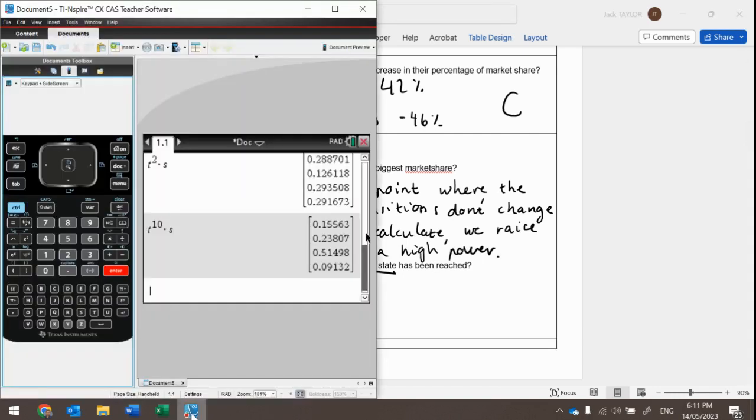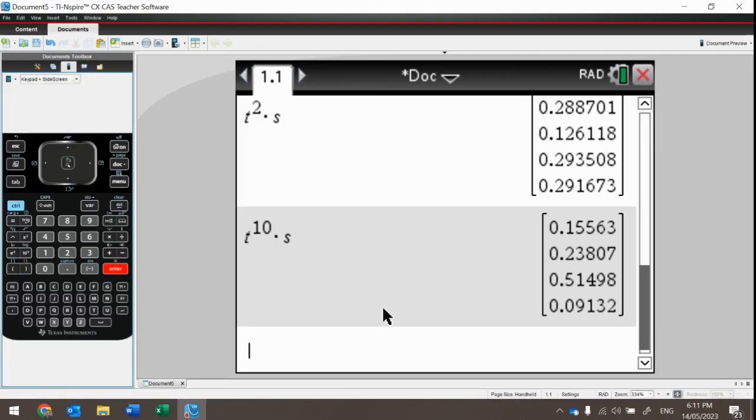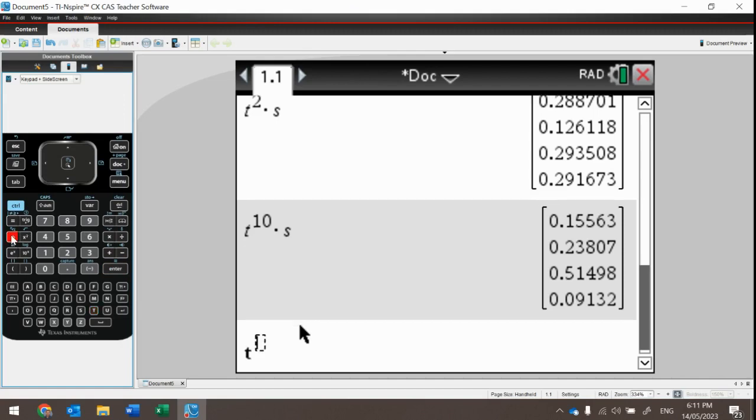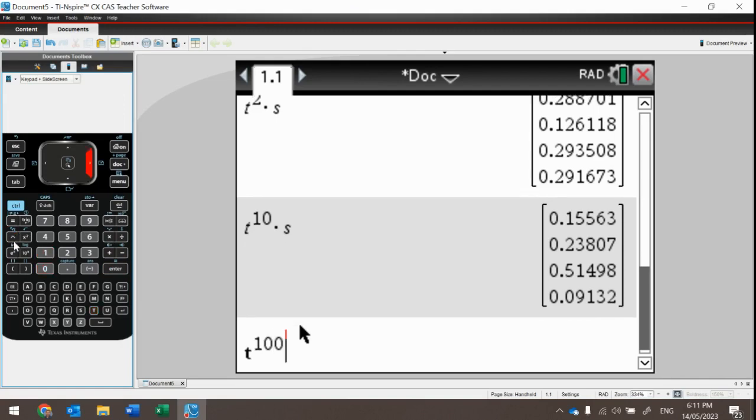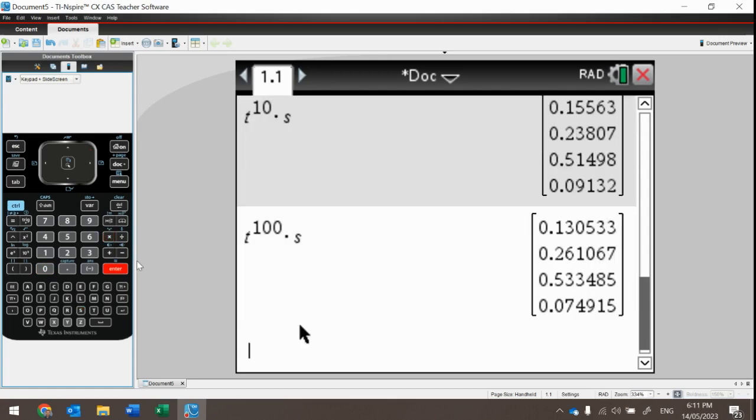All right, so I'm going to jump back over to the CAS. Pause or rewind the video if you need to. I usually just say do 100. That's usually a safe number. So I go T to the power of 100 multiplied by the initial state. And we can see there's our answer.